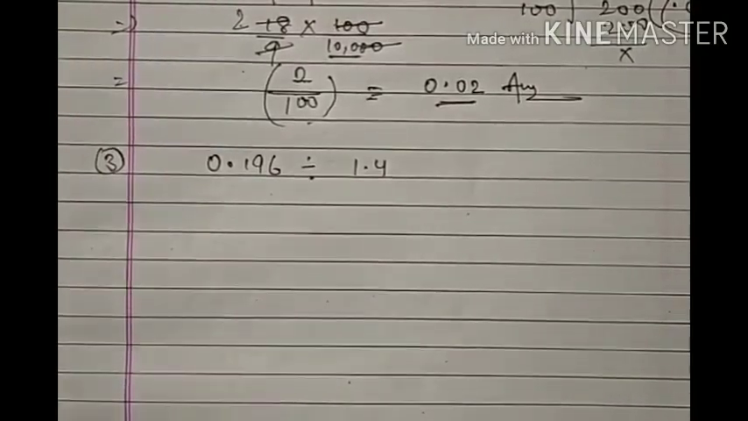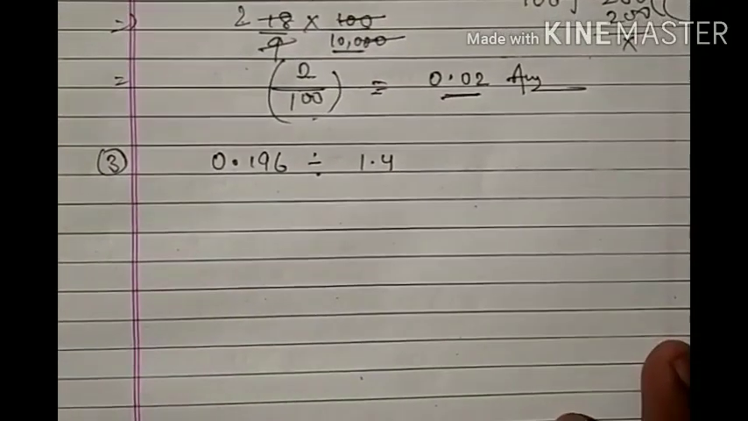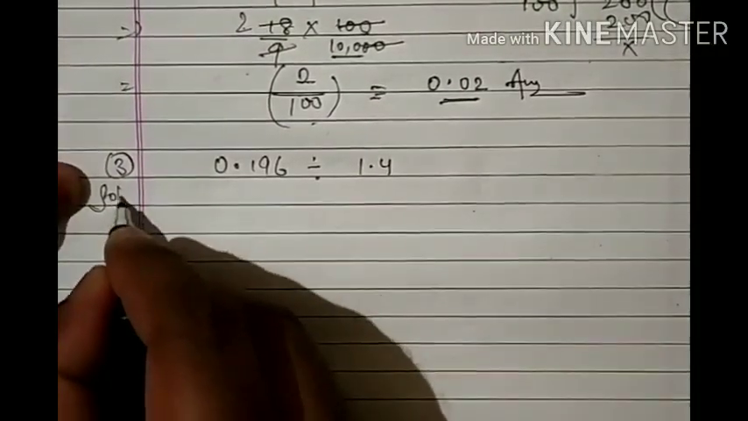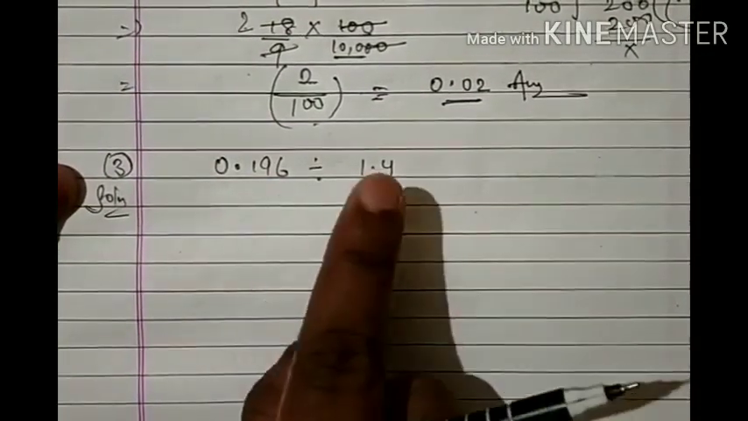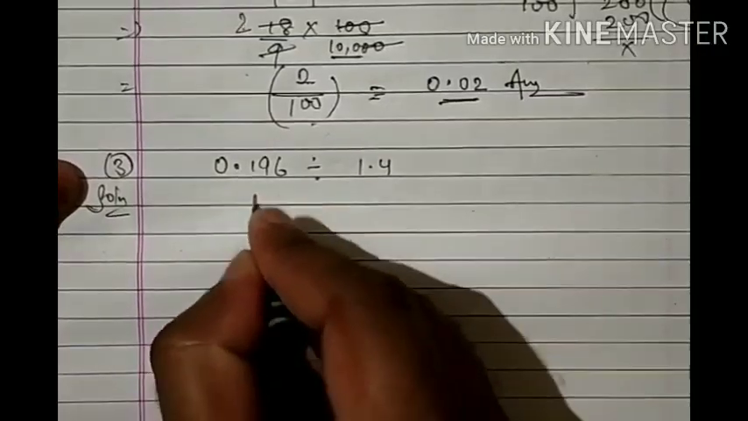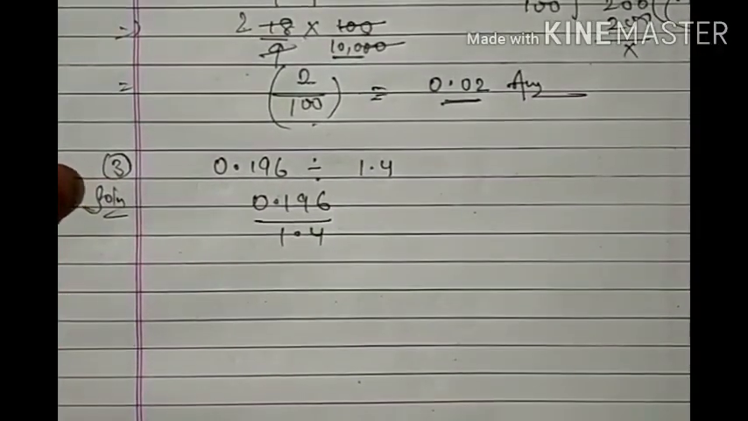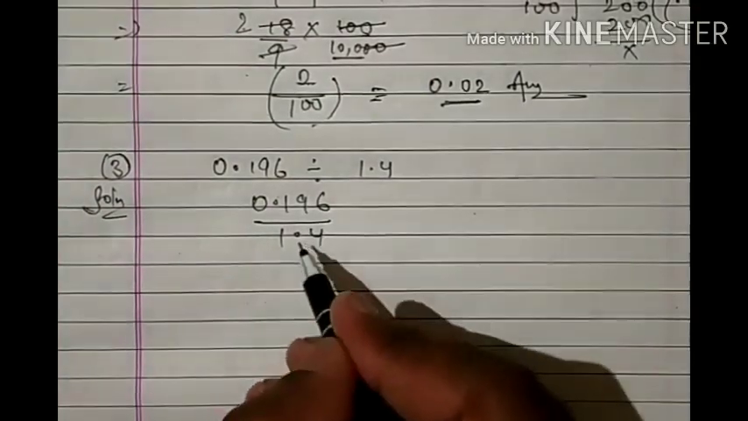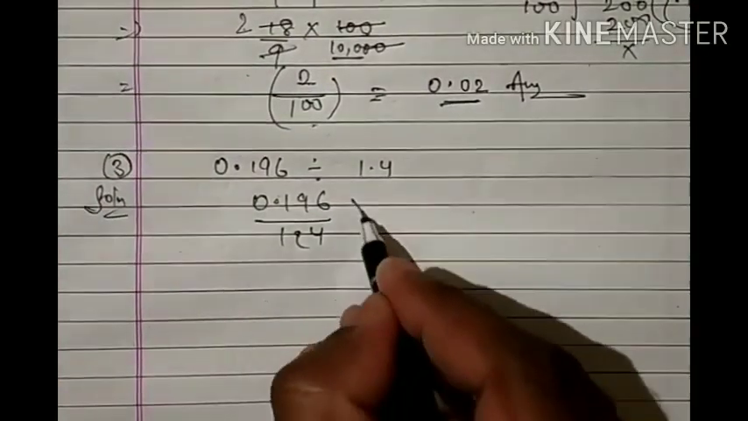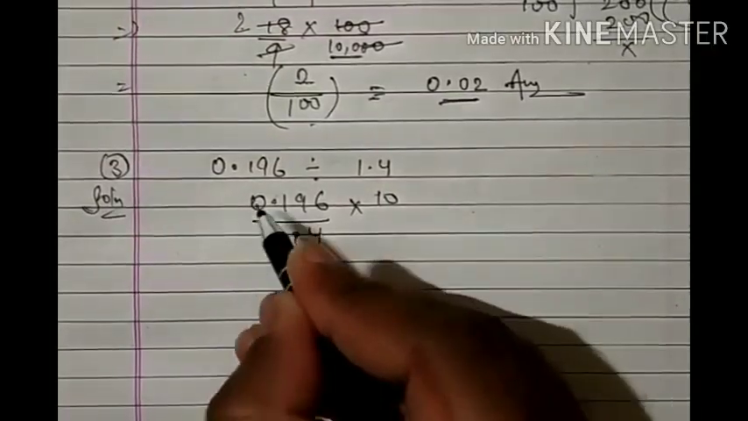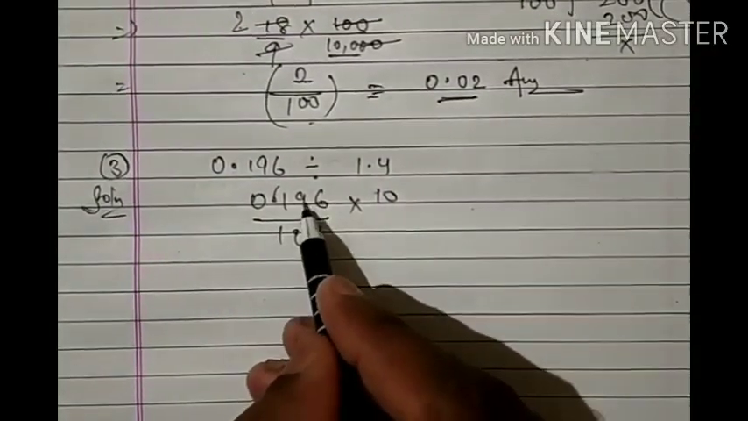I hope you all are able to solve it. Now let's see the answer. Let's match the answer. What was the question? 0.196 divided by 1.4. What will we do? We will eliminate the decimal. If we remove the decimal, what do we get? Ones, tens. If we remove the decimal, what do we get? Ones, tens, 100, 1000.